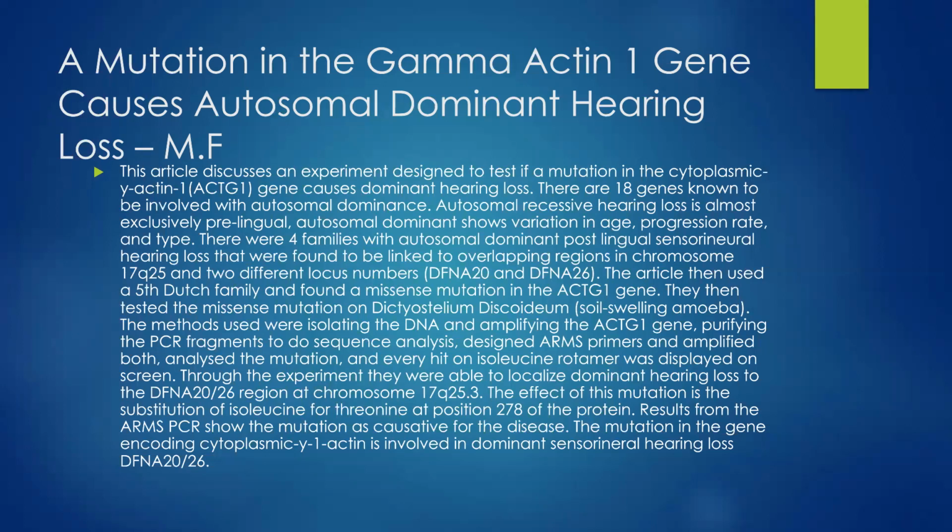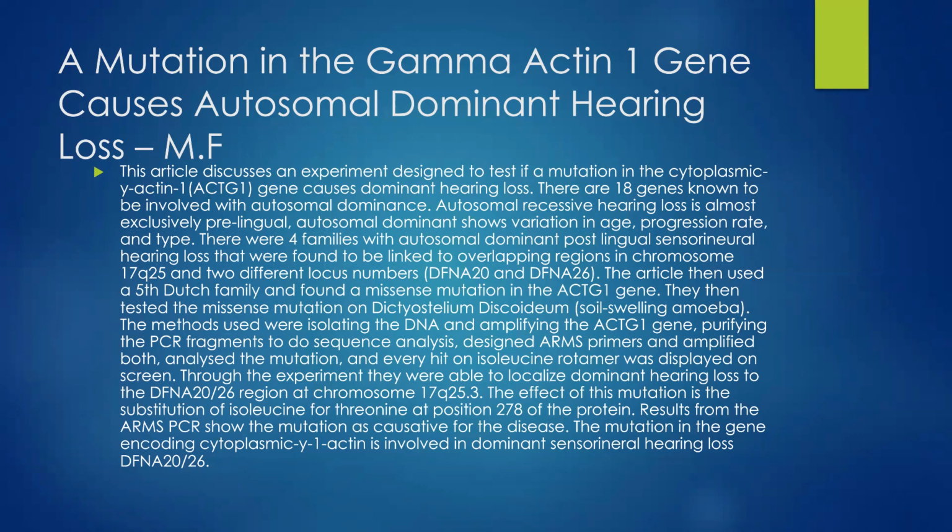In the article, they then tested a 5th family with linkage to this interval. The hearing loss in this 5th family is similar to hearing loss in locus DFNA20. The article discusses the gene analysis of the 5th family, which led to the identification of a missense mutation in the actin gamma 1 gene. They then tested this missense mutation on the highly homologous magnesium ATP actin 1 of Dictyostelium discoideum, which showed it has a small but significant functional effect.